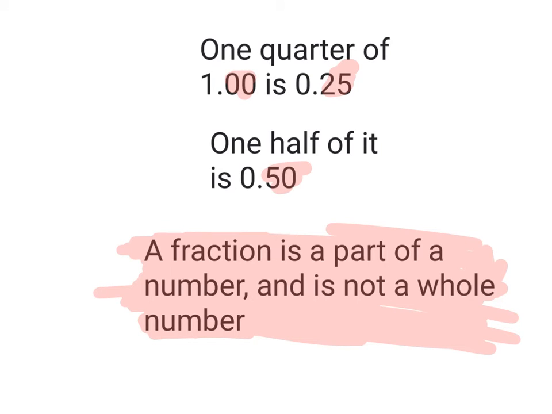1/4 of 1 is 0.25, so if you had 4 of those together, it would equal 1, and 1/2 of it is 0.50, so if you had 2, it would equal 1 whole. A fraction is a part of a number and is not a whole number.